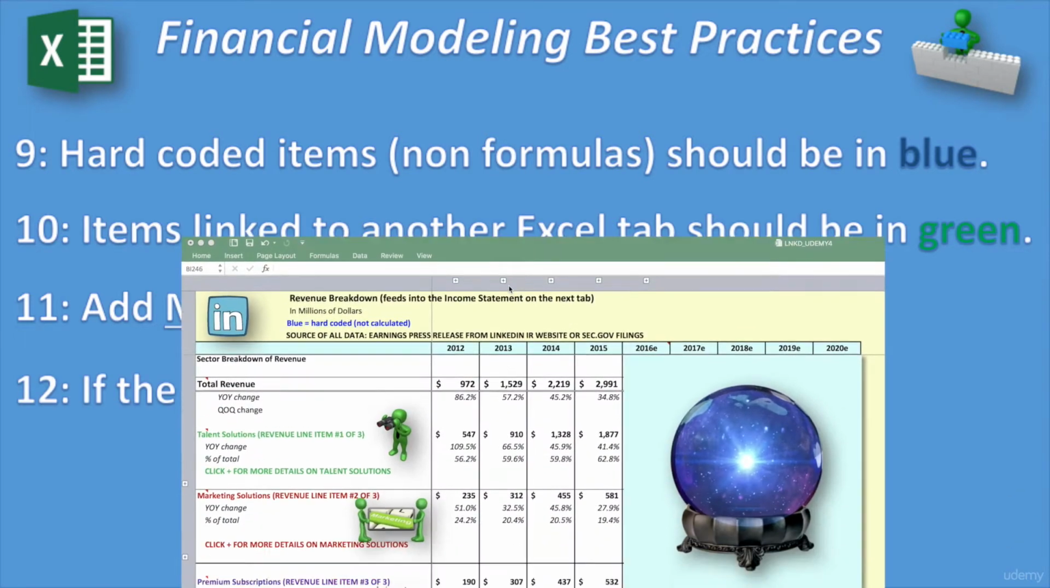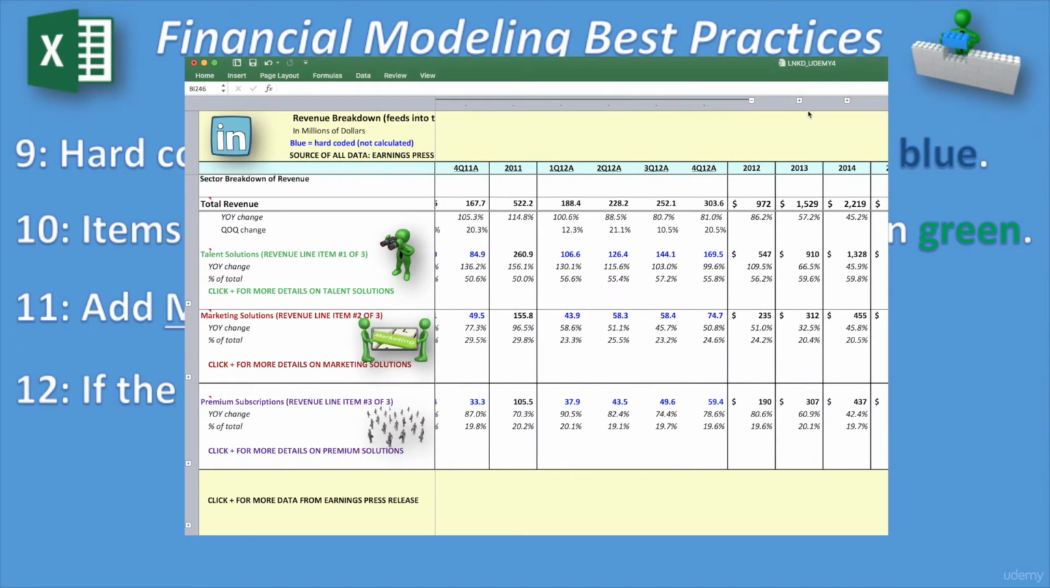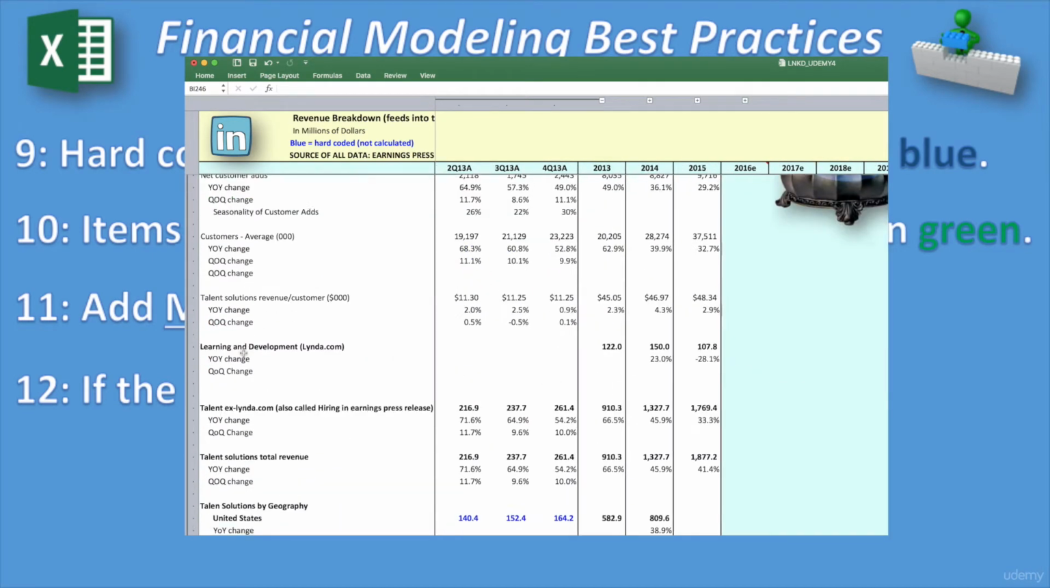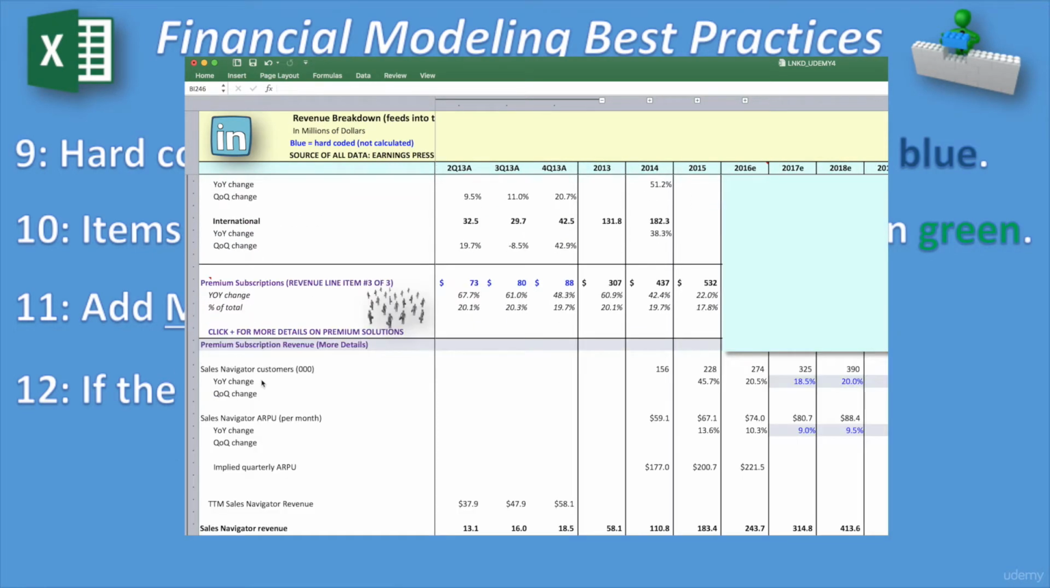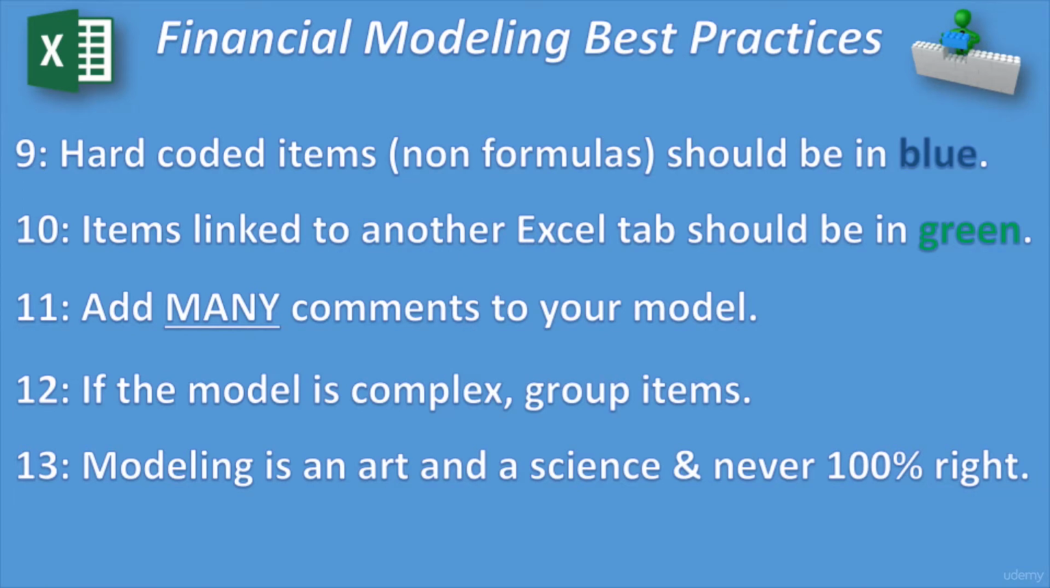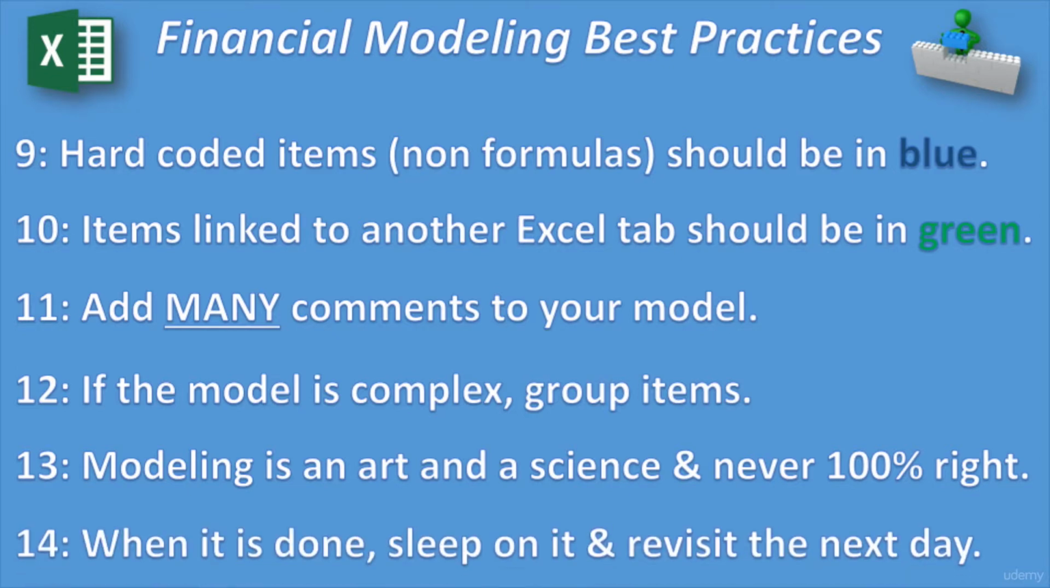Number 12. If the model is too complicated for you, dumb it down by grouping items together. And I'll show this to you in the example. Number 13, modeling is an art and a science. And I promise you, you'll never be 100% right. You just want to be directionally correct, okay? Don't get worried if you're not 100% right. Nobody ever is. Number 14, when you're done with your model, sleep on it and then revisit it the next morning, right? And if you still feel great about what you've created, then you're done.